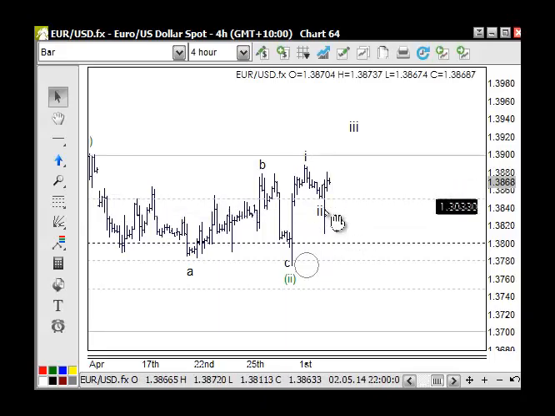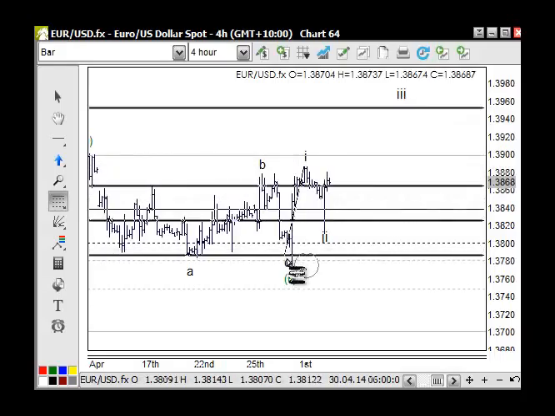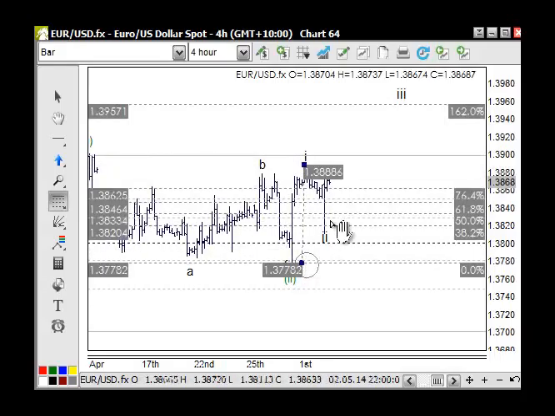So that's wave 2 now, that's in play here. And then this move up appears to be impulsive, so that means we're heading up to wave 3. We can put a projection on wave 3 up into this area to start with, but it could be higher than that as well.